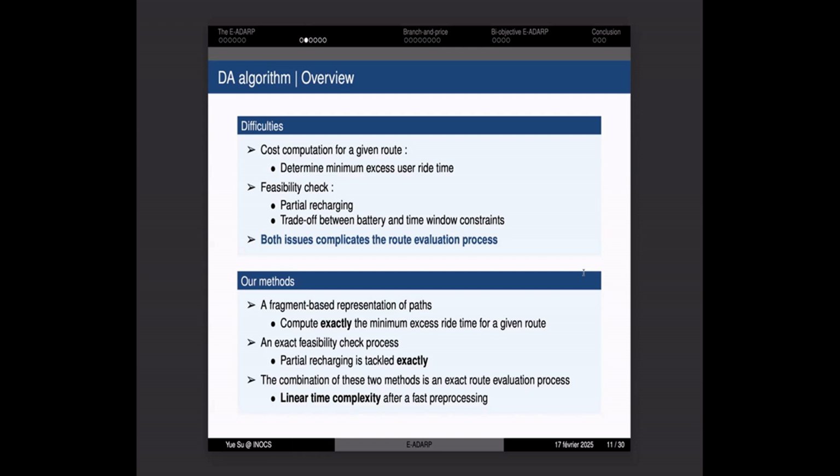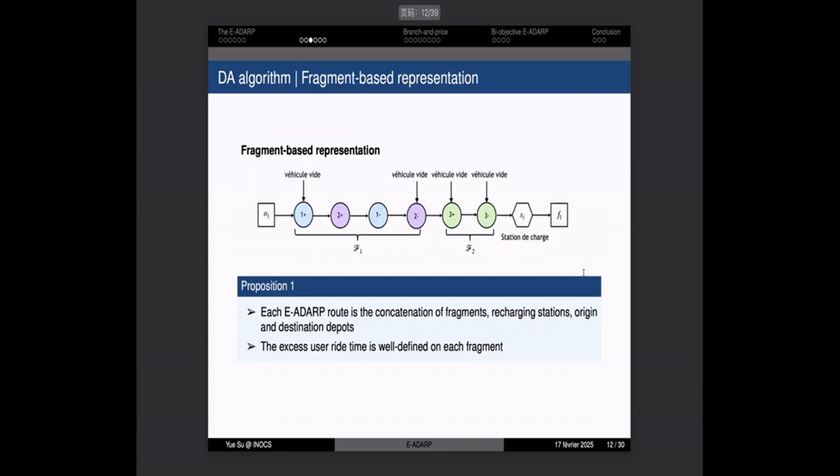And to handle these difficulties, we have proposed different methods. We have first introduced a fragment-based representation of paths, which allows us to compute exactly the minimal excess user ride time for a given route. And we have proposed an exact feasibility check process where the partial recharging is tackled exactly. The combination of those 2 methods is an exact route evaluation process, and it is of linear time complexity after a very fast preprocessing. And now I will present our fragment-based representation.